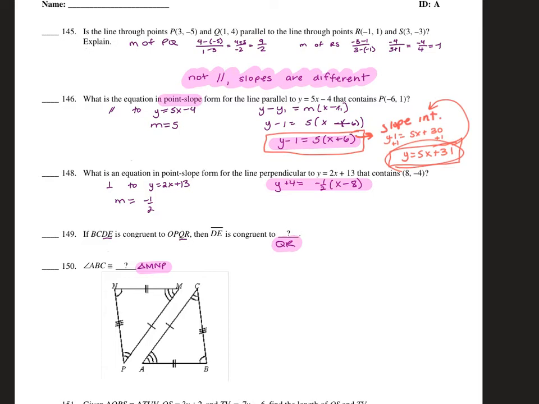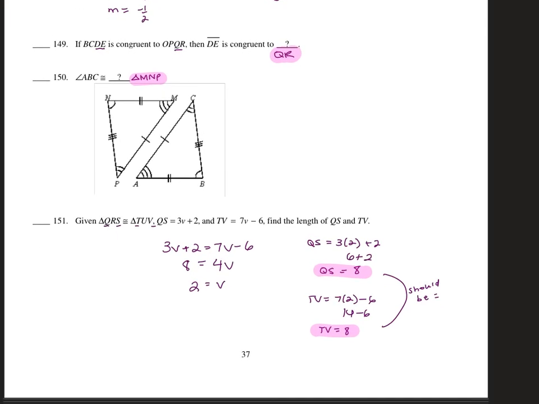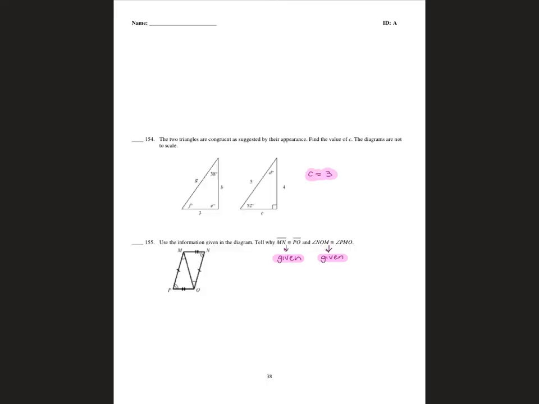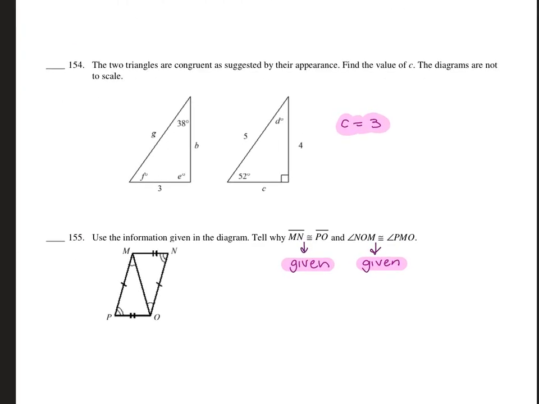149, now we're talking about congruent polygons, so you have to match up the letters. Same thing for 150, make sure you're putting the letters in the right order. Now it's congruent triangles. 151, if QS and TV are congruent, you set them equal to each other and solve, and then make sure you plug back in to get QS and TV. 154, still congruent triangles, so the sides would match up and the angles would match up. 155, it asks what would be your reason for those. Those would both be given based on the diagram.